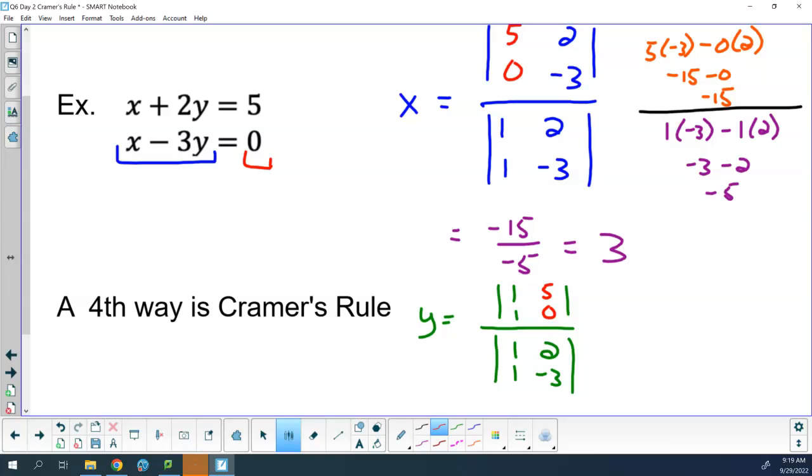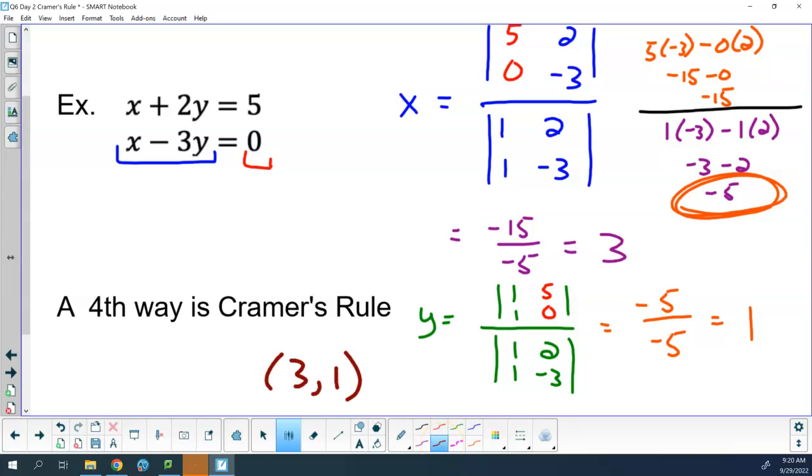And again, 1 times 0 is 0, minus 5 is negative 5. This denominator will always be the same. So it should be the first determinant you find. It's always going to be the same. Negative 5 divided by negative 5 is 1. So we still get the point 3, 1.